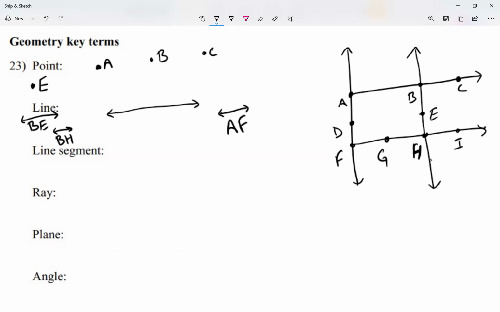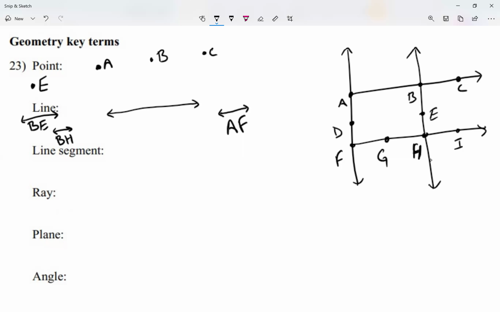Now, the line BE and the line BH are the same line. In reality, it is the same line. It looks different because I use different letters, but the idea of a line is we're going to use 2 points on the line, any 2 points. So that's why I said the line BE and the line BH are the same line. Order of the letters doesn't matter. So EB, still the same line. HE, it is still the same line.